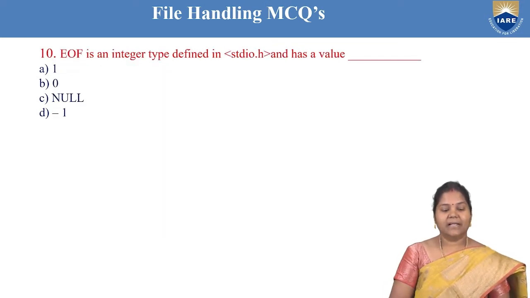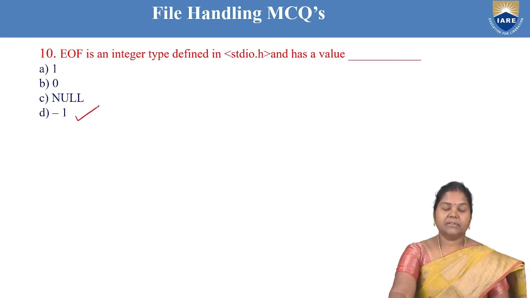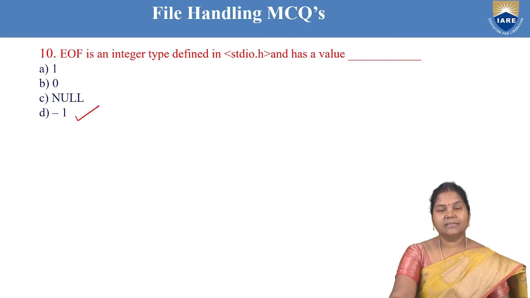Next question is related to EOF. EOF is an integer type defined in stdio.h. It is a macro and it has a value of what? Whether it has a value 0 or 1 or NULL or -1. So the correct answer for this is -1. That means when EOF is returned, when the end of the file is reached, it returns -1.